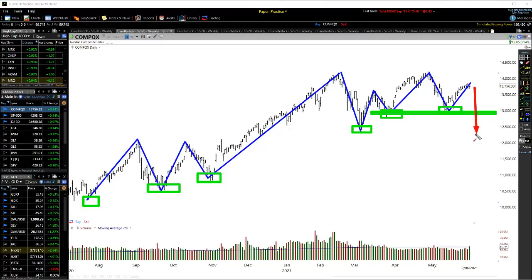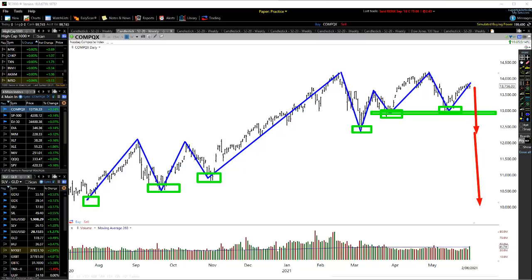Just like with Bitcoin, this is the warning sign that things may be coming to an end, and we may then be getting ready for a flush down to 11,000, or maybe even 10.5 to 10,000. This is what we'll see first before we see the flush down.